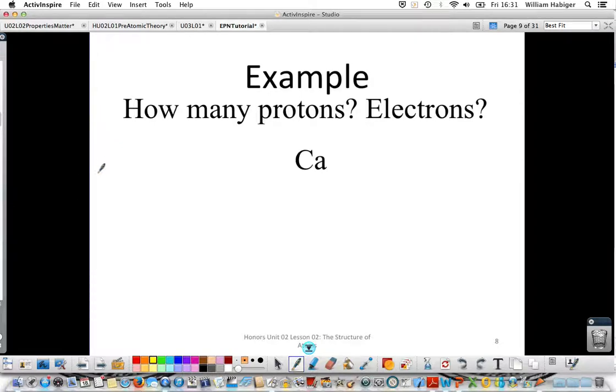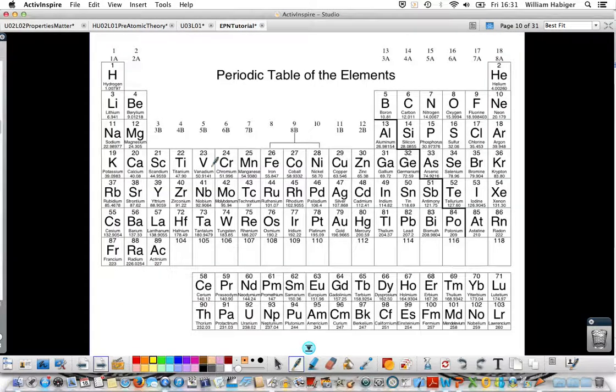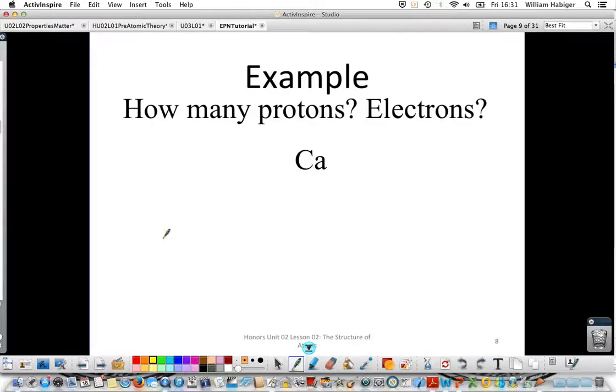Okay? So if you look at calcium, all we have to do is look at the periodic table and find calcium. Okay, calcium's right here. Here's the atomic number right there. If you're not sure which one's the atomic number, a lot of times the periodic table will have a little key that points to the different numbers and tells you what they are. So the atomic number by definition is the number of protons. So we know that calcium has 20 protons.